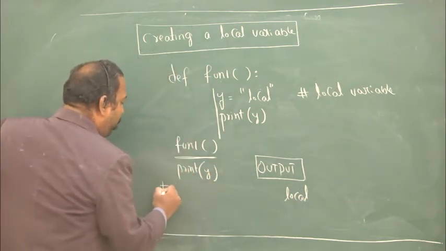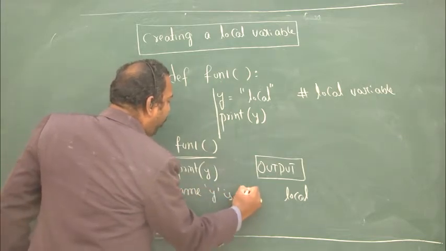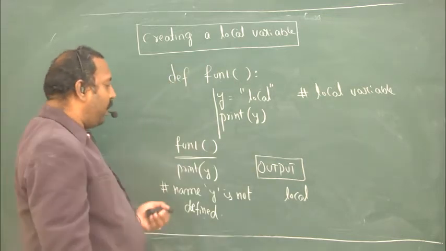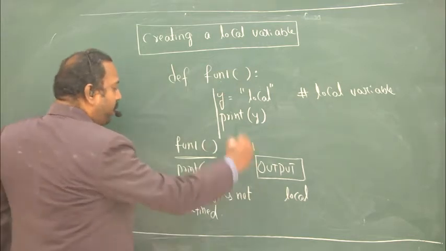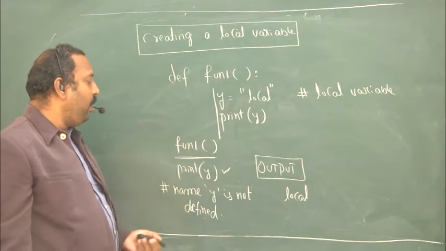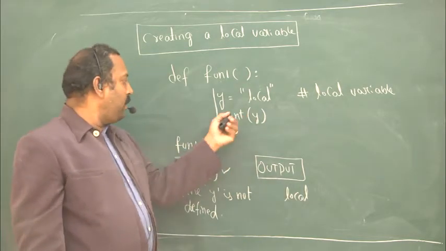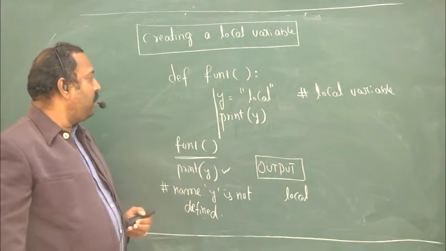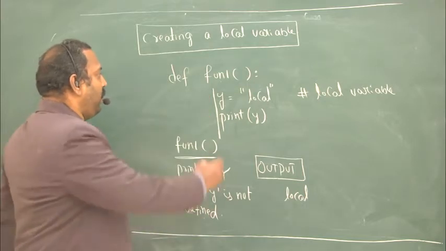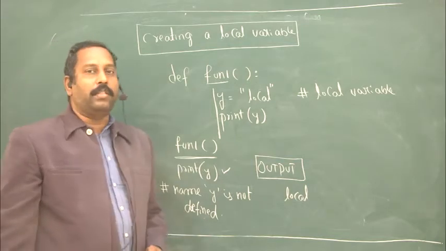Name y is not defined. This is the error you'll get for this particular print statement. You'll get an error, name y is not defined, because you have defined y within the function only, but you are accessing it outside the function. It is not possible because the scope is within the function only. That means within this definition of fun1 only you can access variable y. Outside the function you cannot access the variable y.